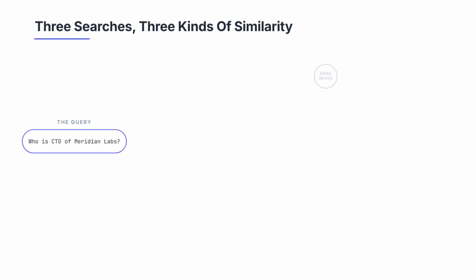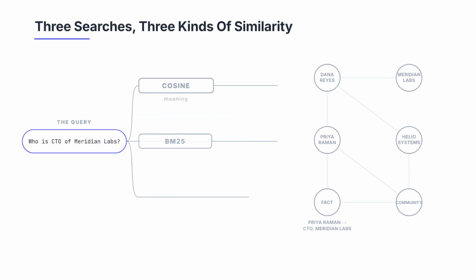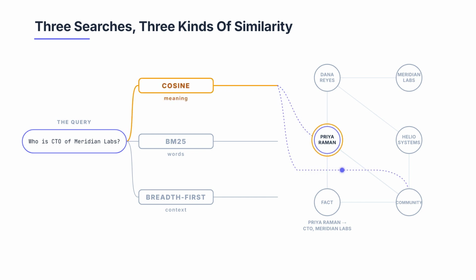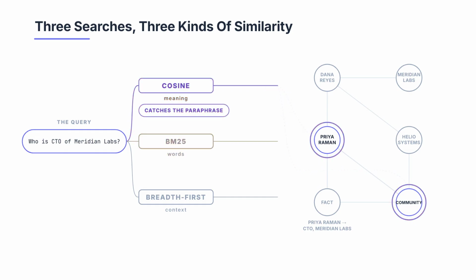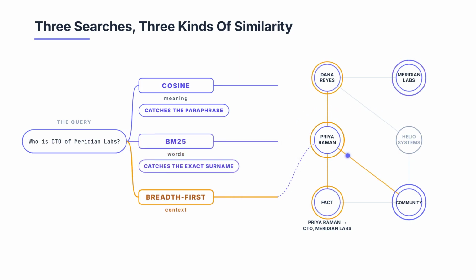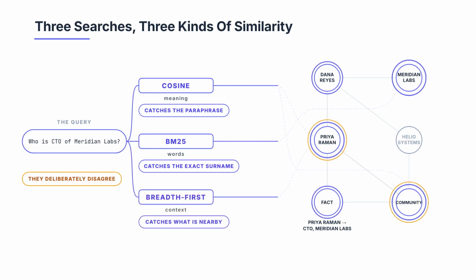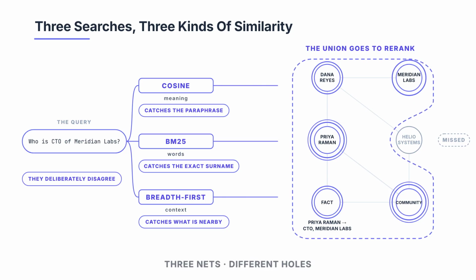Stage 1 is not one search, it is 3, and they deliberately disagree. Cosine similarity over embeddings catches meaning, the paraphrase you would never have keyword matched. BM25 full text catches words, which matters enormously for product codes and surnames that embeddings smear together. And breadth first search catches context, things sitting near your hit in the graph, whether or not they read anything like the query. 3 nets with different holes.